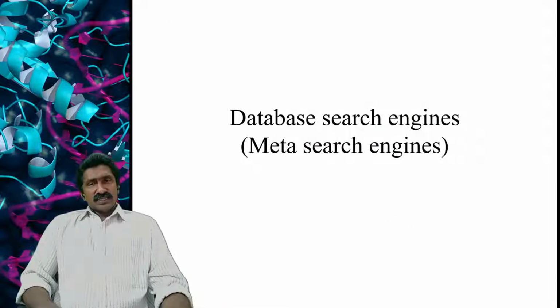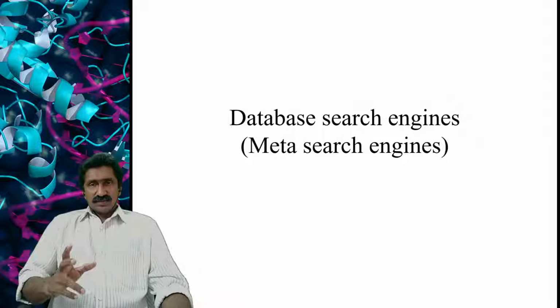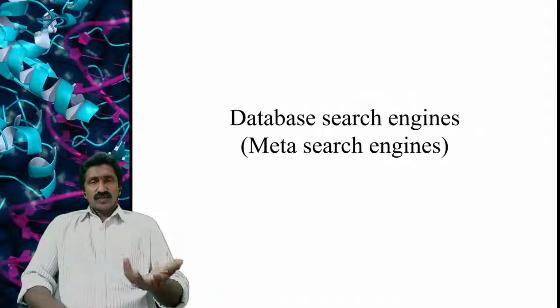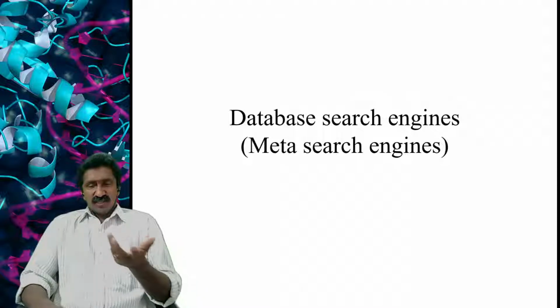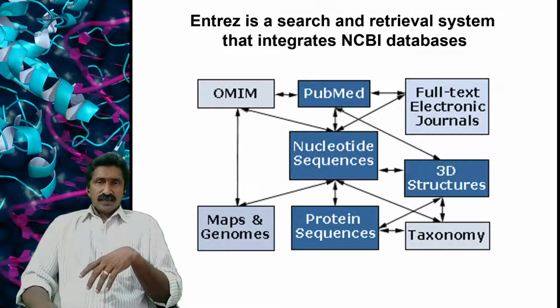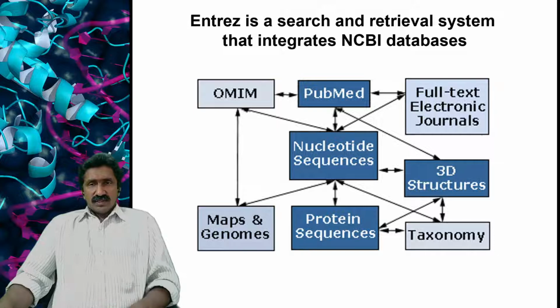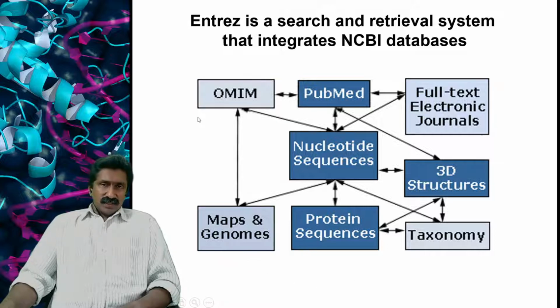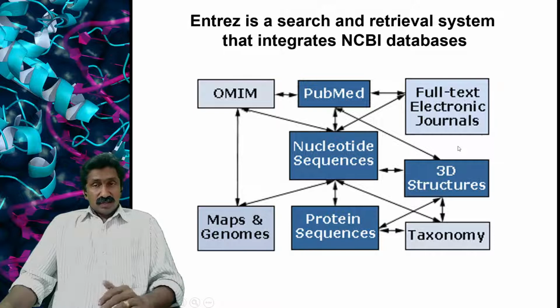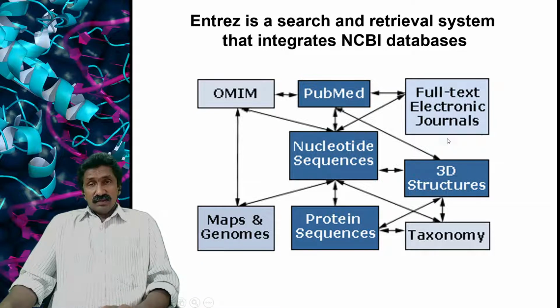Then there are database search engines or meta search engines, and we have discussed these as the tertiary database services. Meta search engines are search engines or tools available to search across various databases, another category. So as we have mentioned here, we have different types of databases. It is not the complete picture, because there may be hundreds of databases out there, but these are the prominent databases.